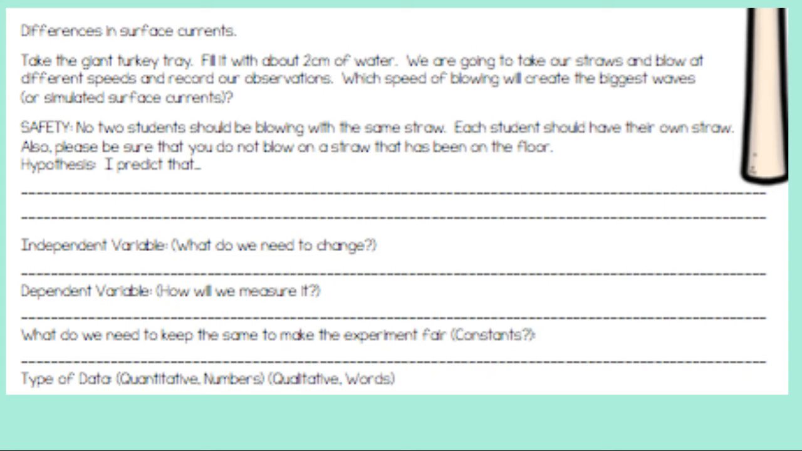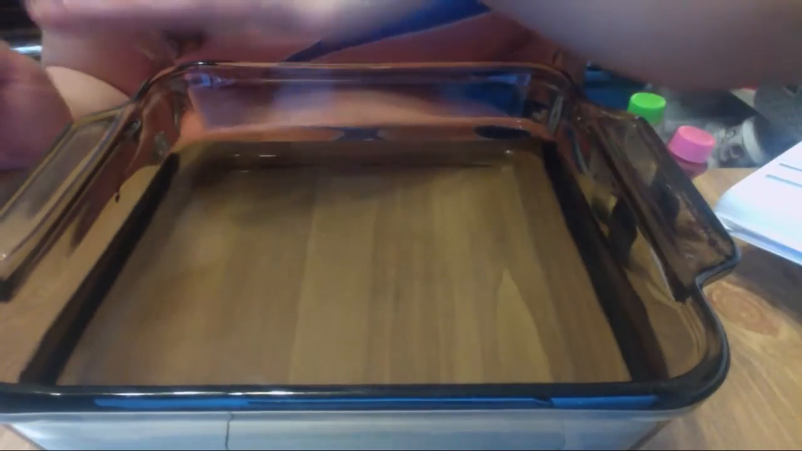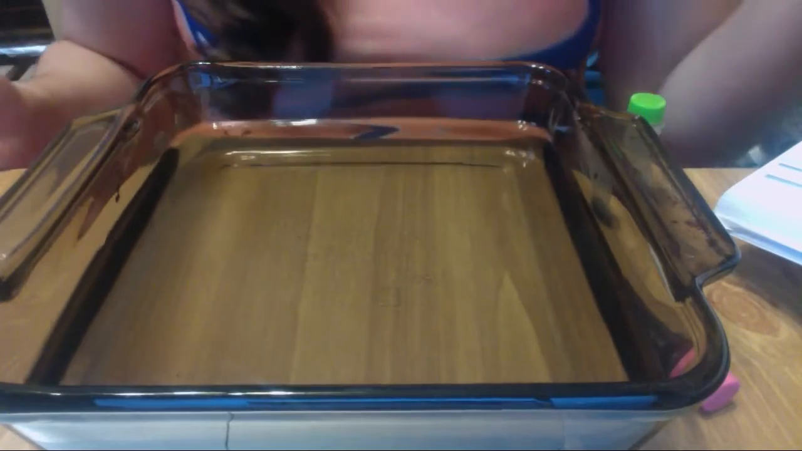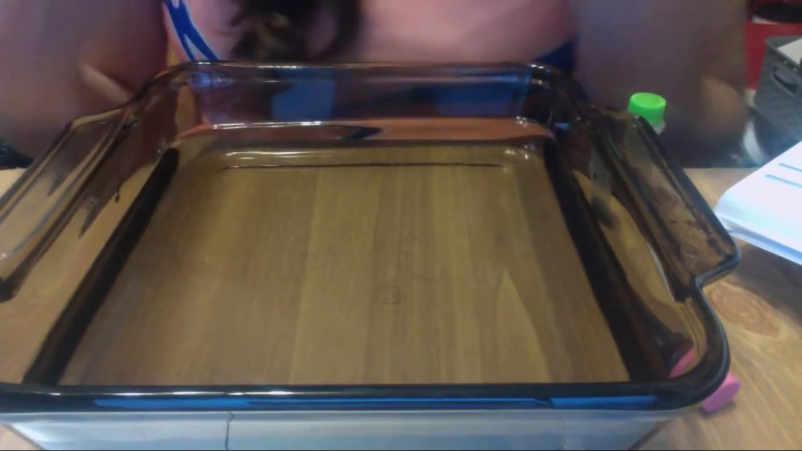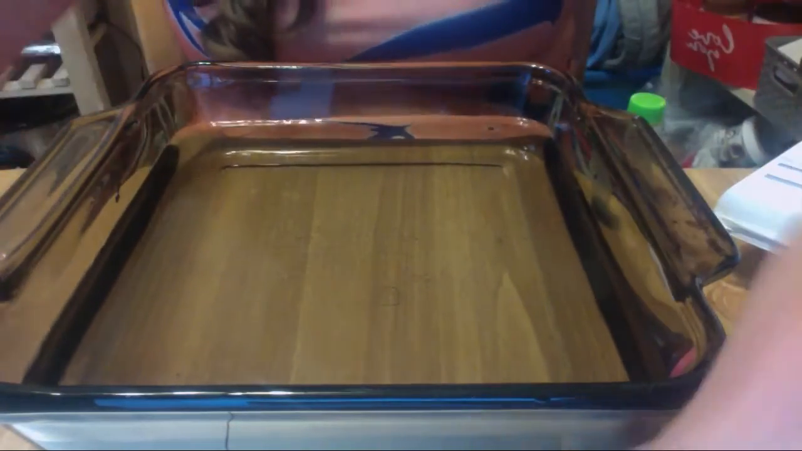What do we need to keep the experiment fair? So each time we're doing this, notice that my tray is not changing. It's staying the same. I'm really glad that this angle is working so we can see. I want to start with the same baseline, right? So I want to make sure my water calms down before I start any of this. My straw is staying the same. I am the same person blowing for all of these times. Those are all things that we need to keep the experiment fair.